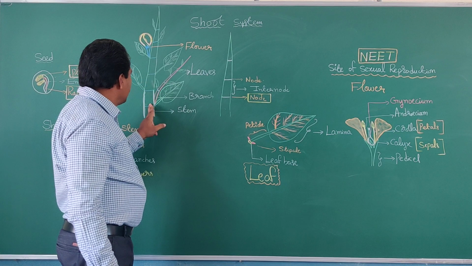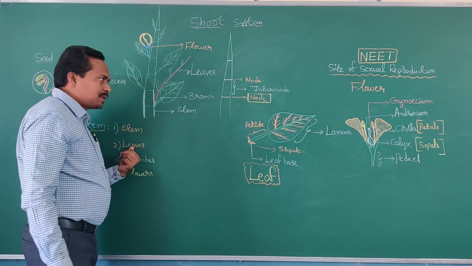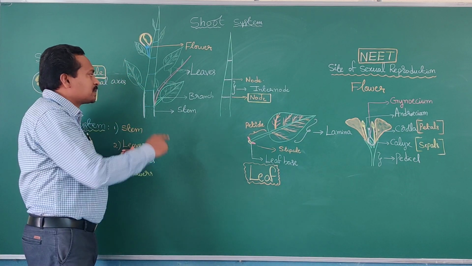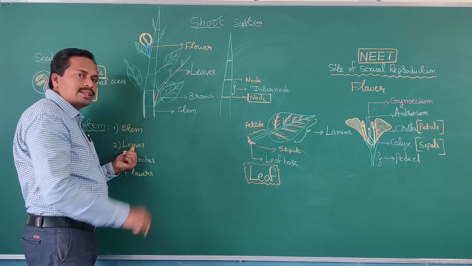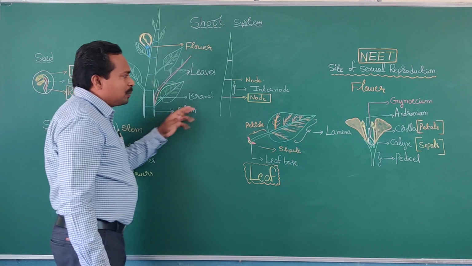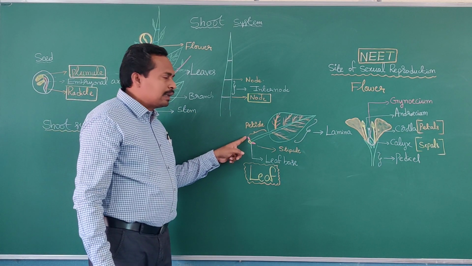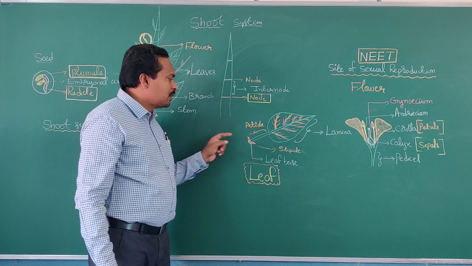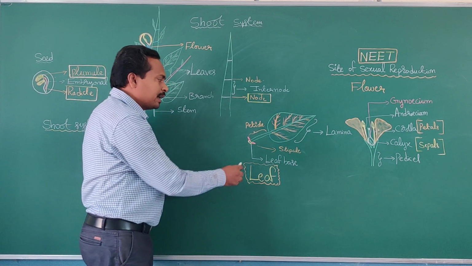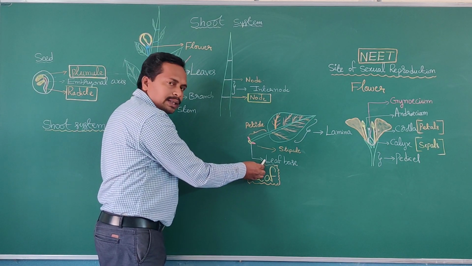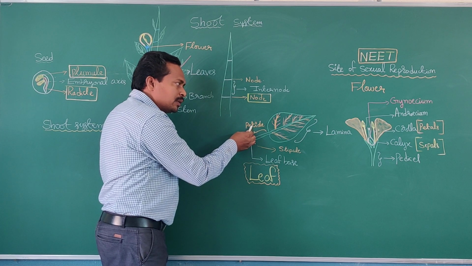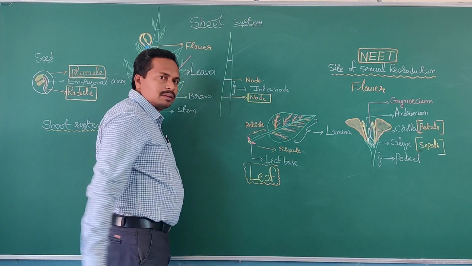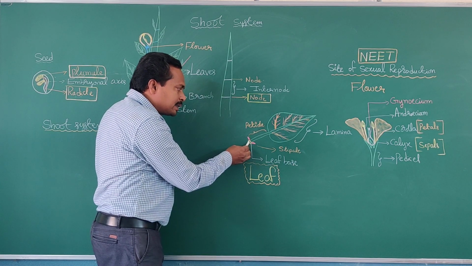And next, we have to know about the leaves. Where are the leaves developed? The leaves are developed from the nodes region of a stem. What are the parts of a leaf? The leaves mainly consist of four parts. What are they? One is the leaf base, the second one is the stipule, the third one the petiole, the fourth one is the lamina.